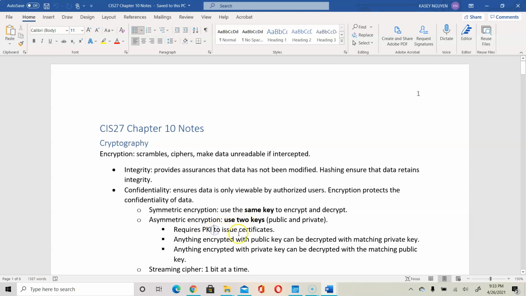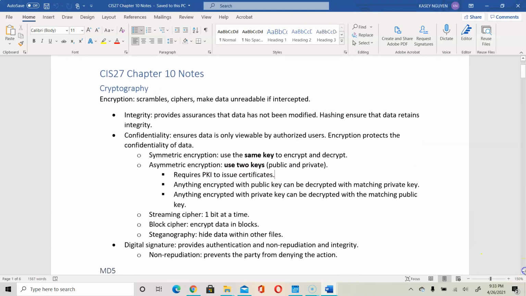Also in PKI, we need to issue certificates, and you would then have to manage the certificates that you issue through a certificate authority. For asymmetric encryption, anything encrypted with the public key can be decrypted with the matching private key. In a cloud environment like AWS, in order to connect to certain instances on the cloud, we would need to use PKI with RSA, where you have a public key and a private key to access your instance.